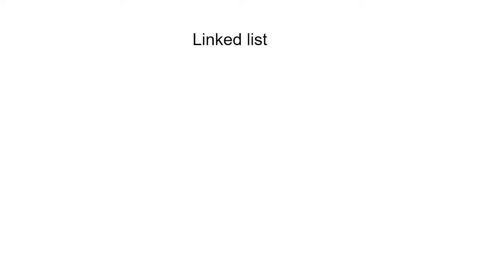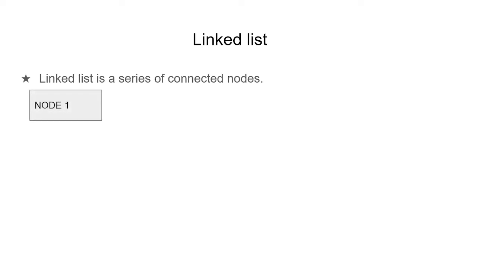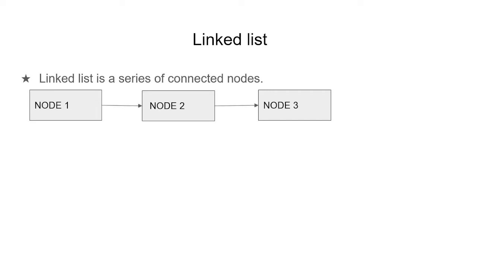So basically what is a linked list? A linked list is a series of connected nodes. That is, there is a node 1, node 2, node 3, and all are in a serial manner and they are all connected.